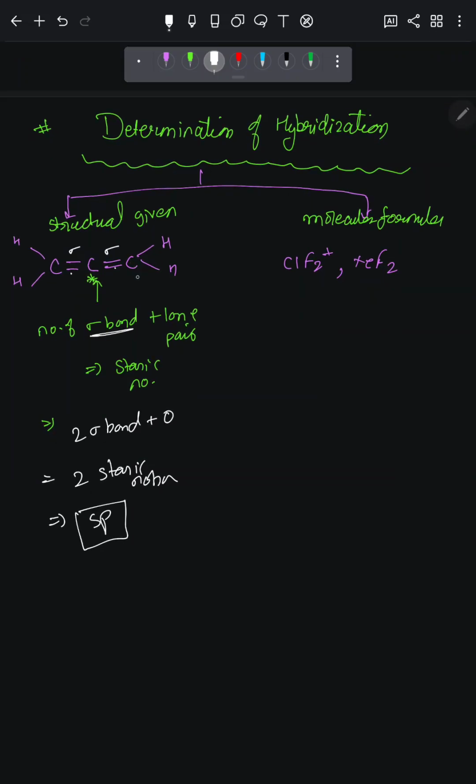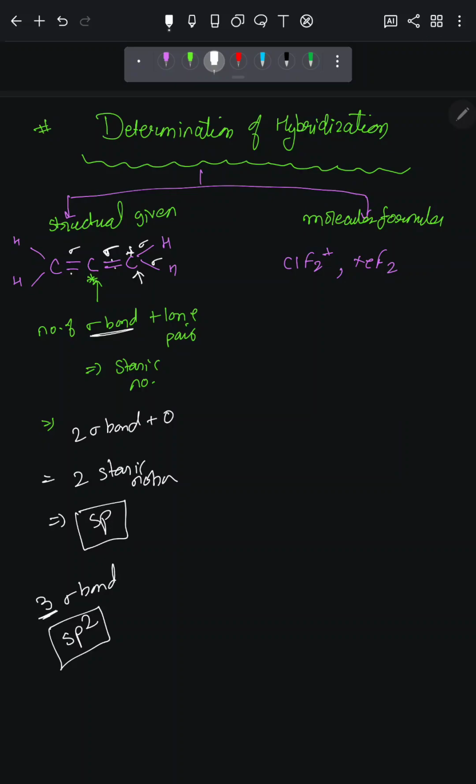And again, if you want to calculate the hybridization of this carbon, the number of sigma bonds here is 1 sigma from this, 1 sigma from this hydrogen-carbon bond, and 1 sigma from this one. So there are 3 sigma bonds present, and its hybridization will be sp2. For steric number 2 it is sp, and for steric number 3 it is sp2 hybridization.